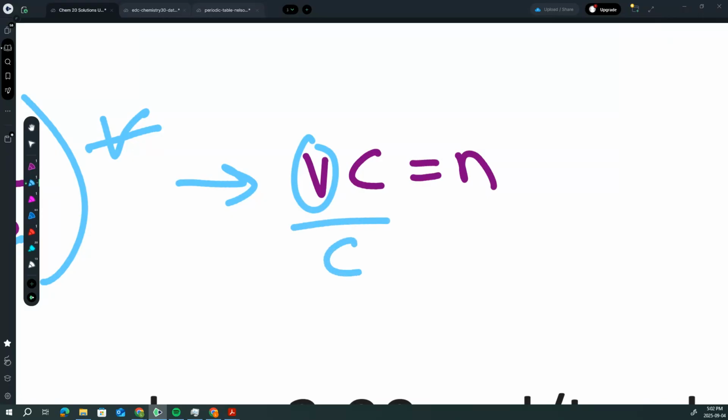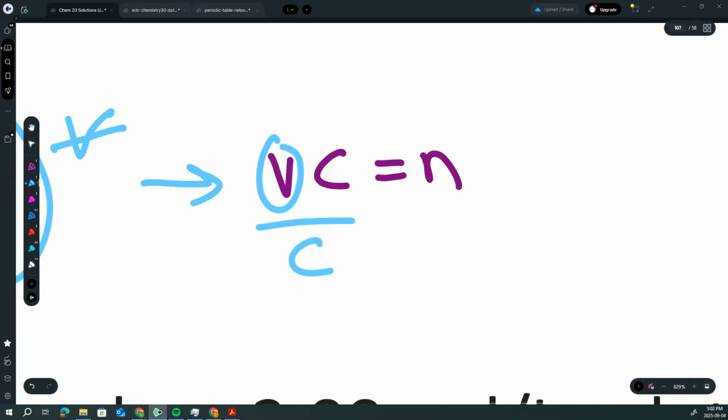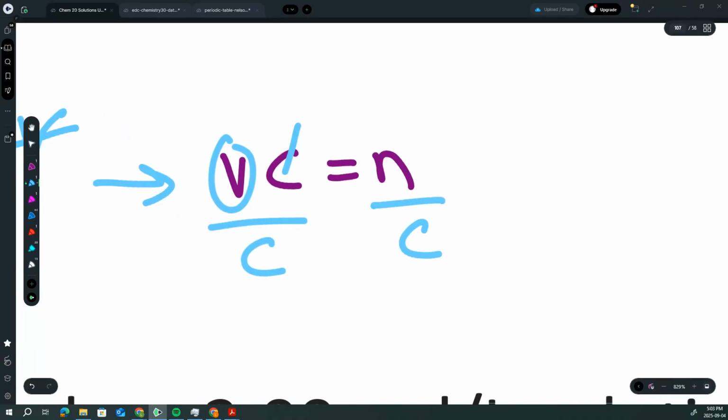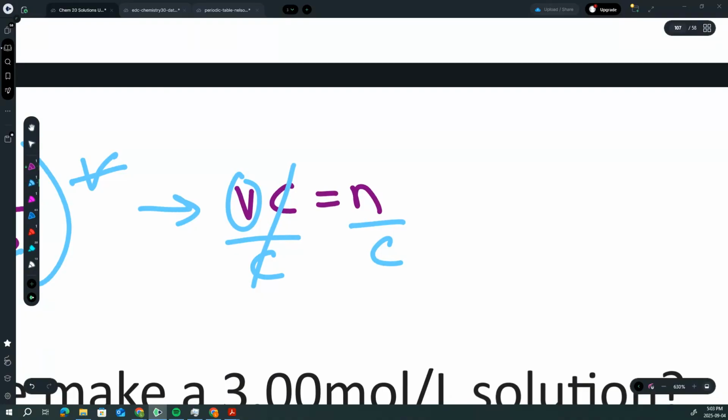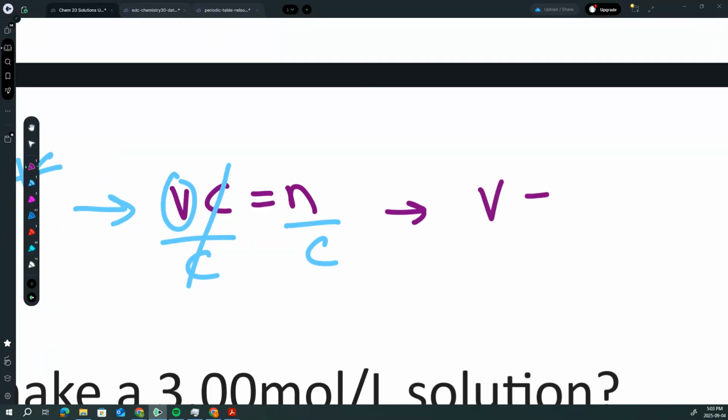We are not going to divide by volume, because if we do, that's going to bring us back to our original equation. The goal is to isolate volume, so we got to get rid of anything that's outside of this circle. That's why we're dividing by concentration. So concentration cancels out, and if I write this all nice and pretty, volume is equal to moles divided by concentration. That's going to be our formula that we use.